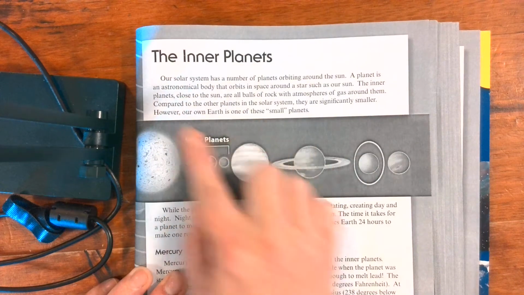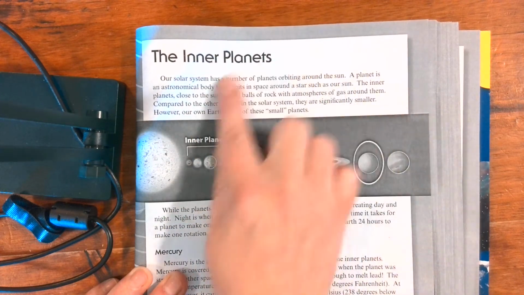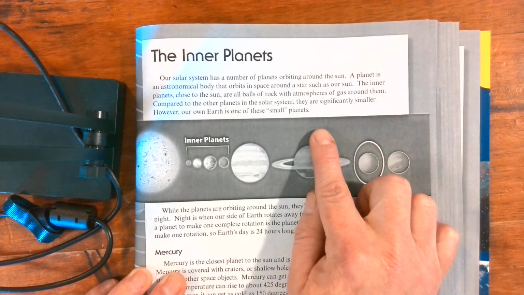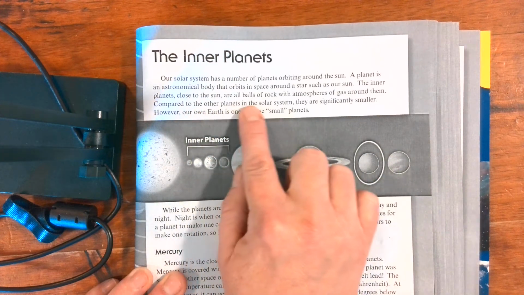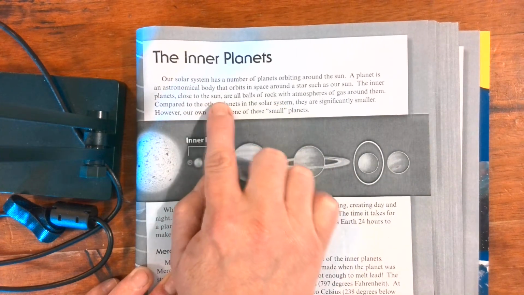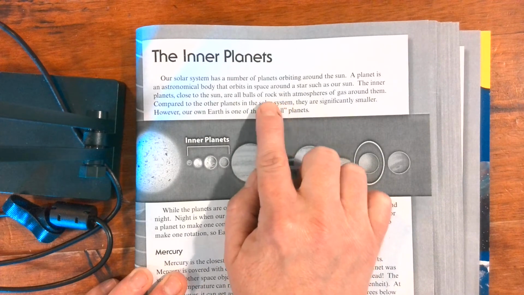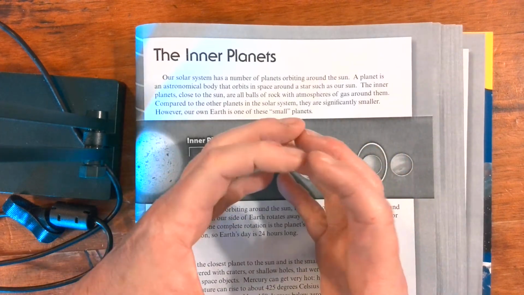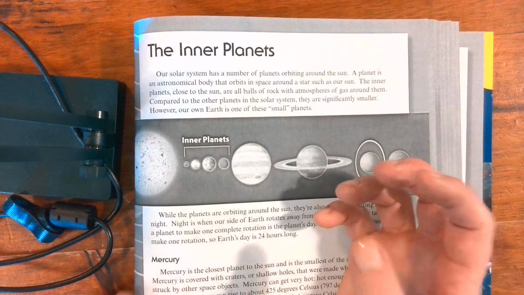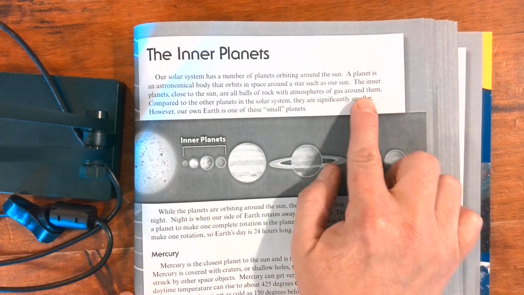So what was one of our key ideas here? What were some of the main things they talked about? So hopefully you said that all the inner planets are close to the sun. They're all made of rock, and they all have atmospheres completely surrounding them. And it's like an envelope of gas.